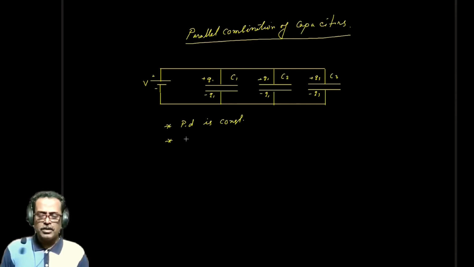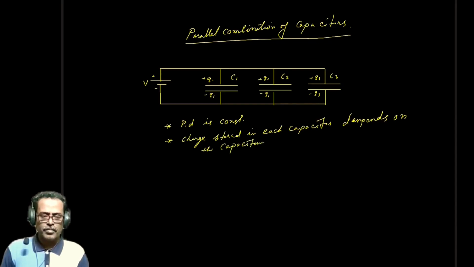Second, the charge stored in each capacitor depends on the capacitance. And the total charge is the sum of the charges of the individual capacitors. Therefore, the total charge stored Q is equal to Q1 plus Q2 plus Q3.